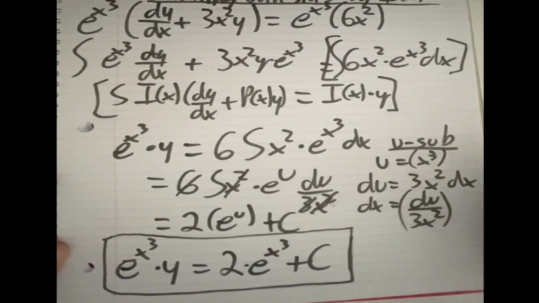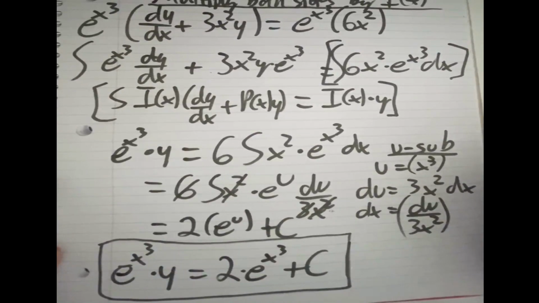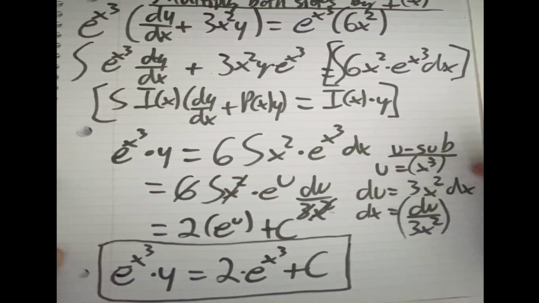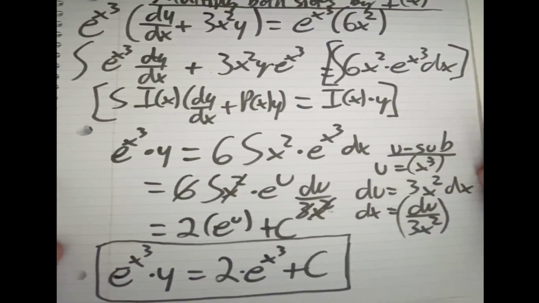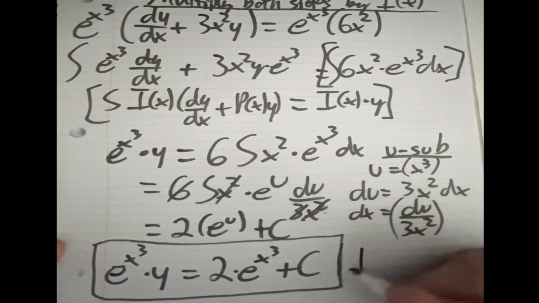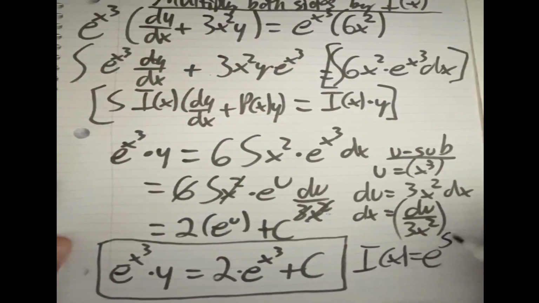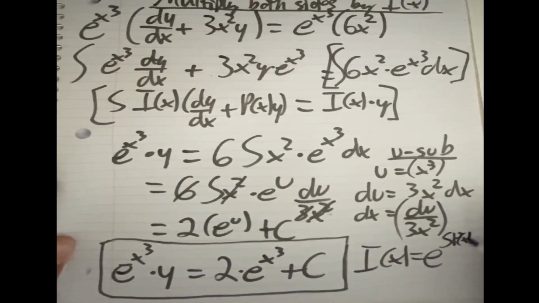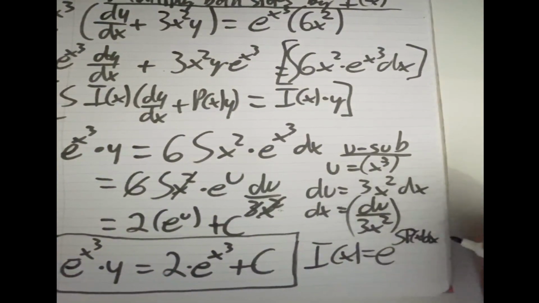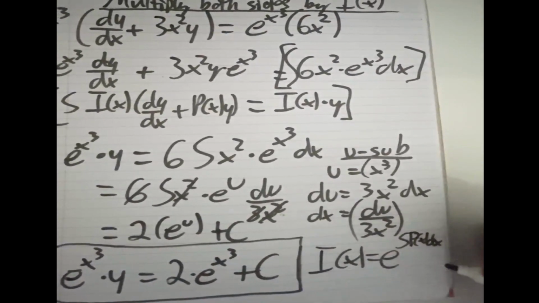So first step, identify p of x and q of x, including the constants and the negative or positive sign convention of p of x times y. Do not include y. The next step we did, identify I of x. I of x, use this formula. I of x is equal to e raised to the integral of p of x times dx. And take the integral of p of x and then just use that as your exponent on Euler's number.